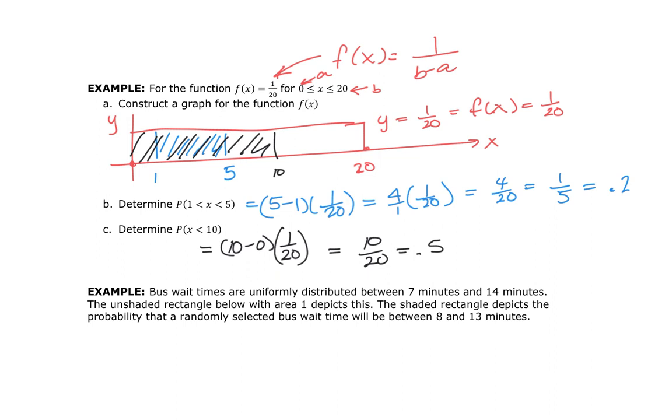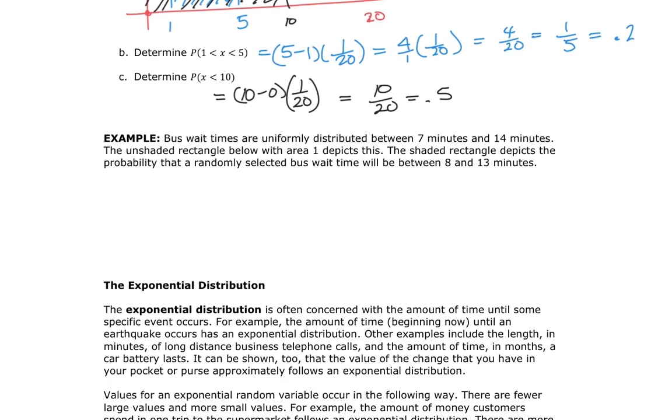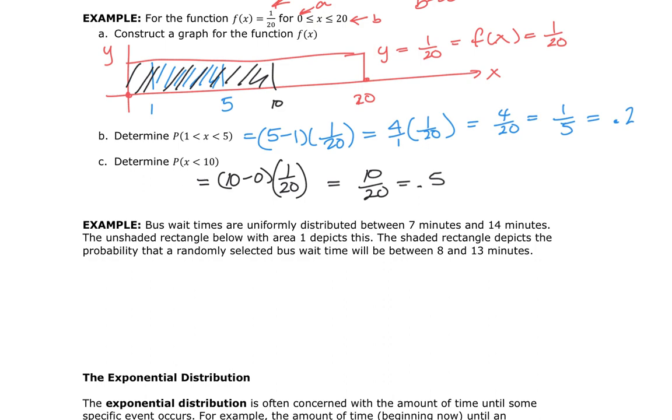That's not too bad. So here's an application. Bus wait times are uniformly distributed between 7 and 14 minutes. The unshaded rectangle below with area 1 depicts this. Oh, do I have that? No. So let's go ahead and draw that then.